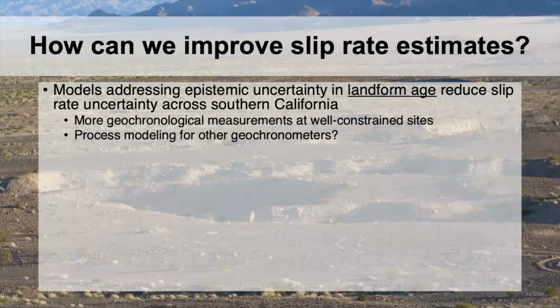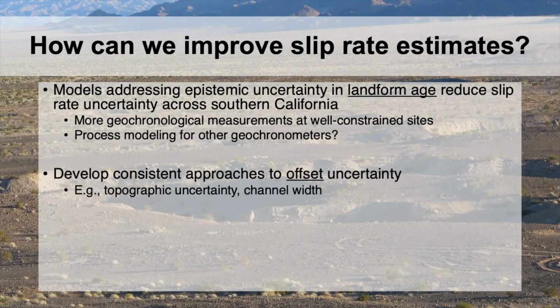Today, I hope I've demonstrated to you how process models that address epistemic uncertainty in surface age dating can improve slip rate estimates. When applied across Southern California datasets, these models in general reduce slip rate uncertainty. We propose that further reductions in uncertainty can be achieved by collecting more samples at well-constrained published slip rate sites. Other talks in this session highlight opportunities for process modeling in geochronology, and as a community, we should continue seeking methods for reducing uncertainty in these datasets.